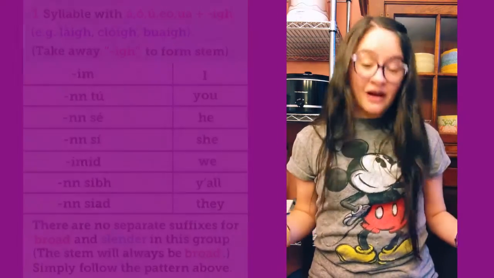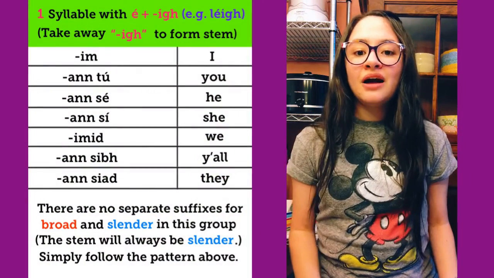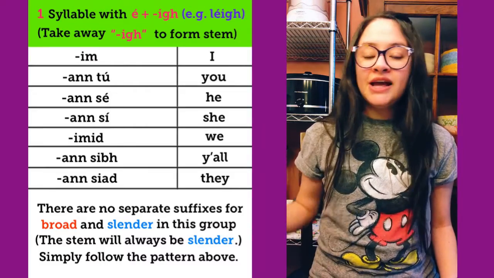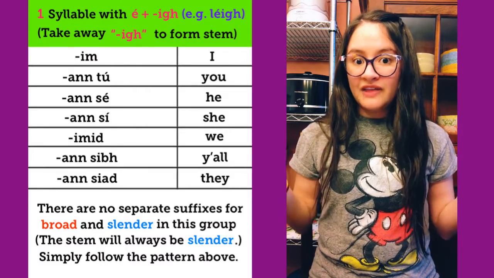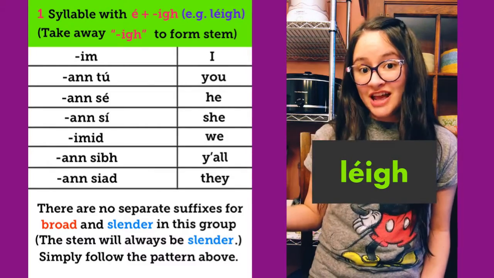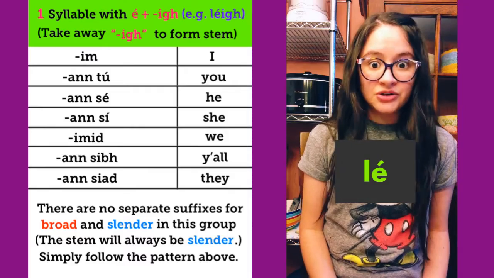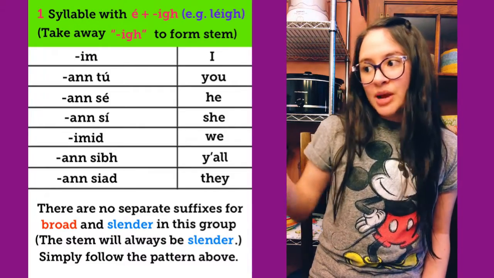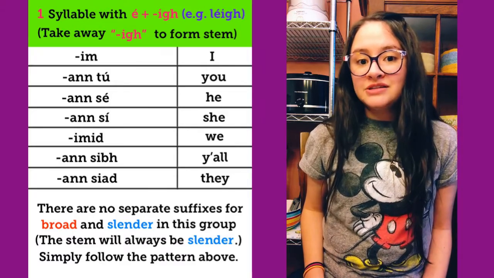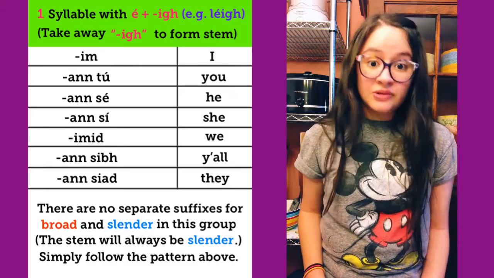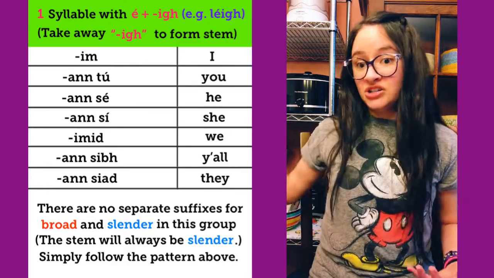Alright, now we've got the subgroup that ends with é fada plus igh. Kind of like with the last group, you form the stem by just dropping igh, and whatever you're left with, that's the stem. For example, léigh, to read. We drop the igh, we're left with lé, and that's our stem, and then we tack on the endings. Still, you don't have to have a separate category for broad endings and slender suffixes. These will always be slender, it just so happens, but it doesn't matter, you just tack on the ending.